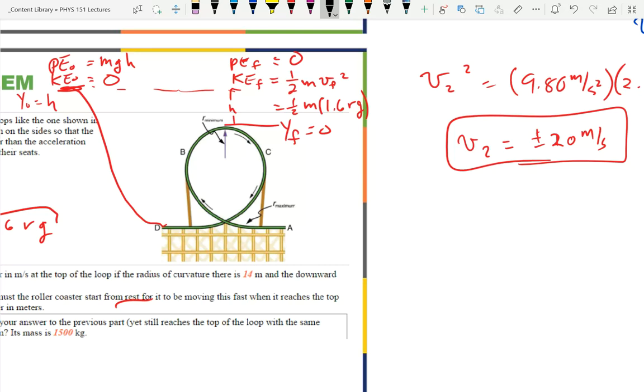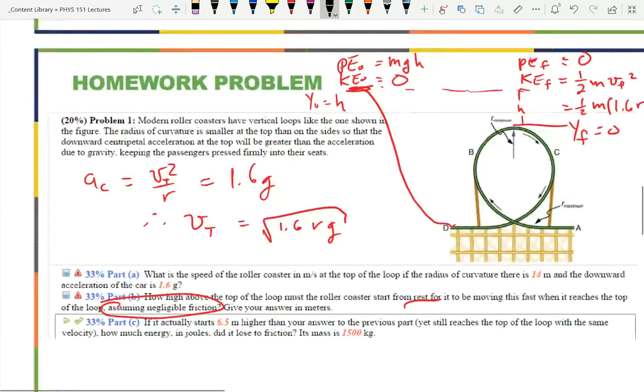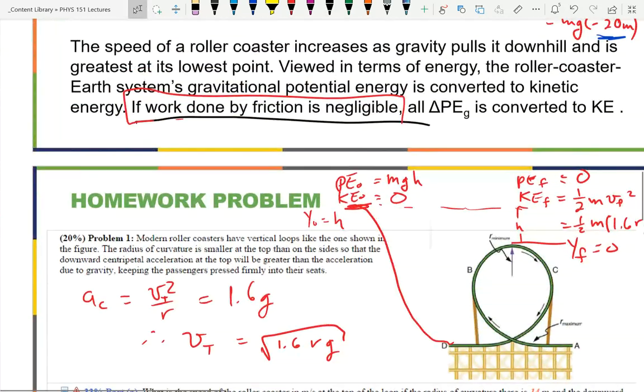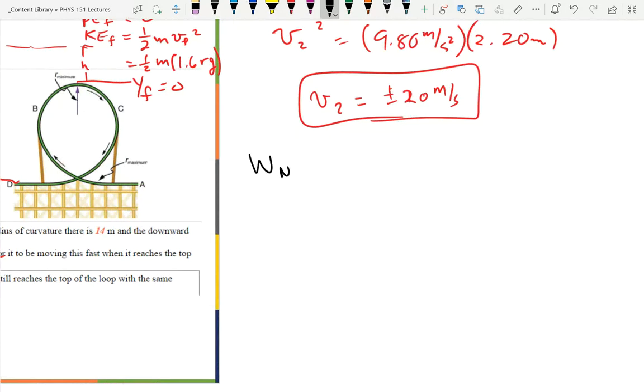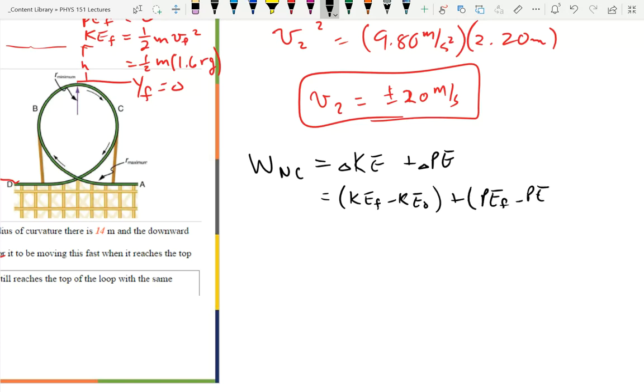That last step is the important step. What's our method for solving this? Work energy conversion. Work energy relation. The work non-conservative is change in kinetic energy plus change in potential energy. That is kinetic energy final minus kinetic energy initial plus potential energy final minus potential energy initial.